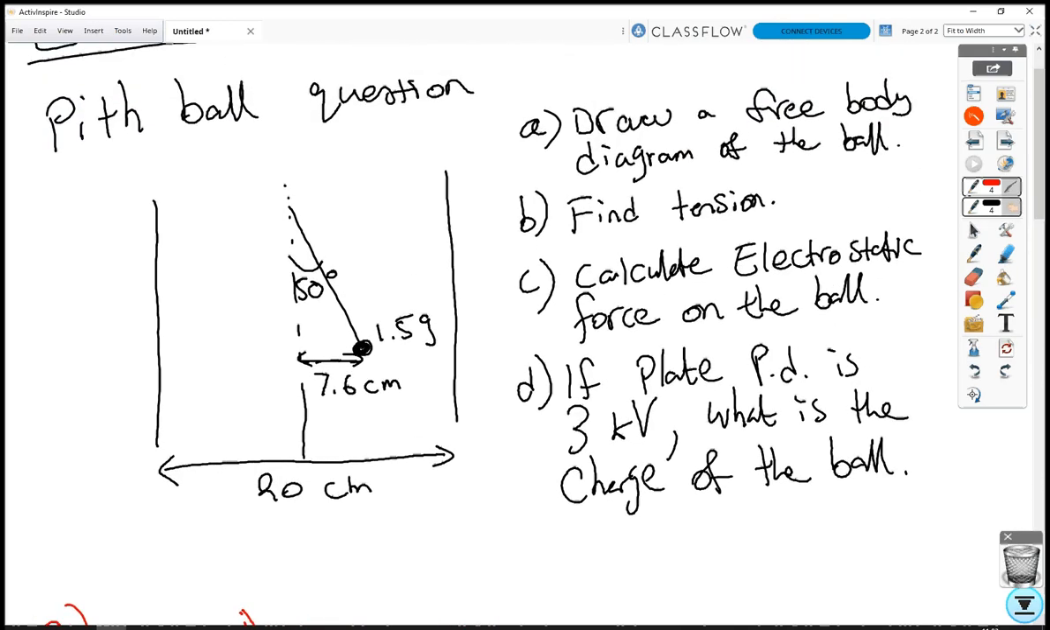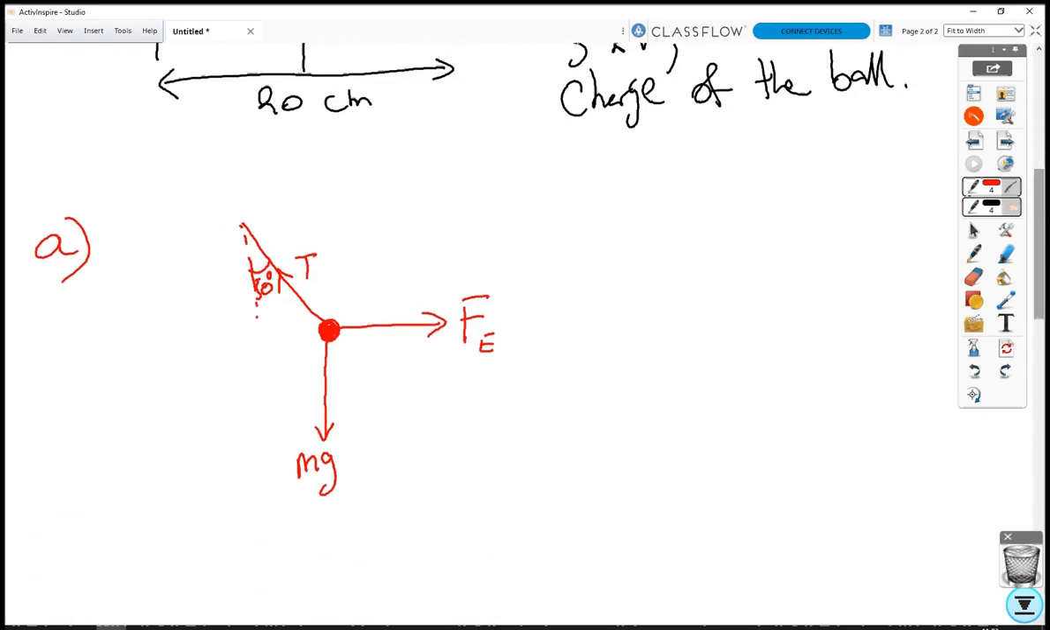Part B asks us to find the tension. So to find tension, we need to consider what components are actually balancing whichever force. Right now we don't know what the electrostatic force is, but we can very easily work out what mg is. mg acts vertically down. A component of tension acts vertically up.